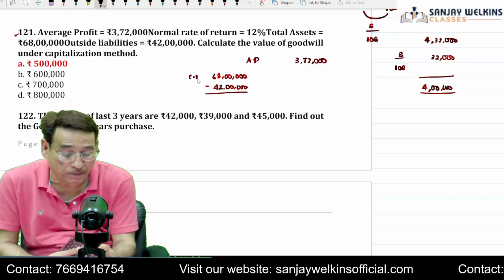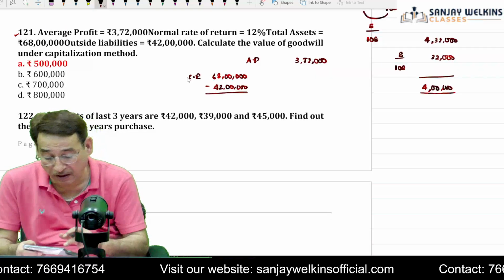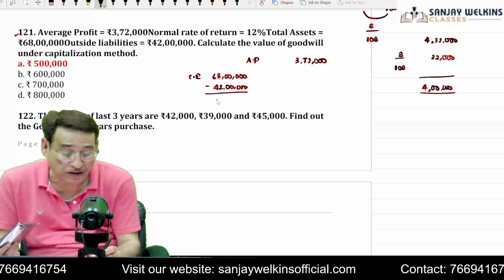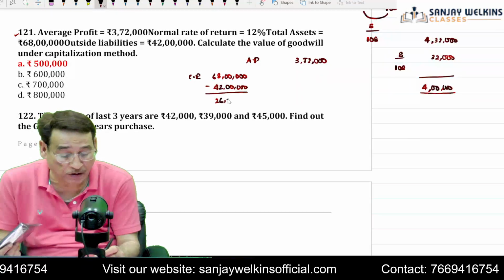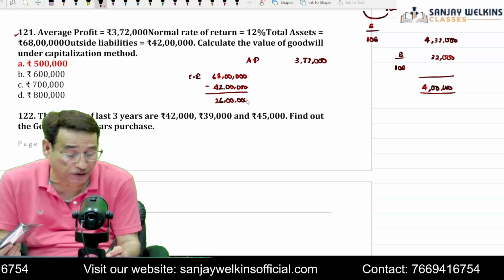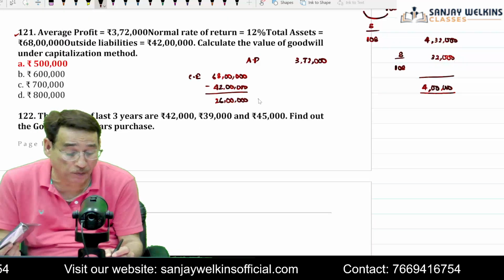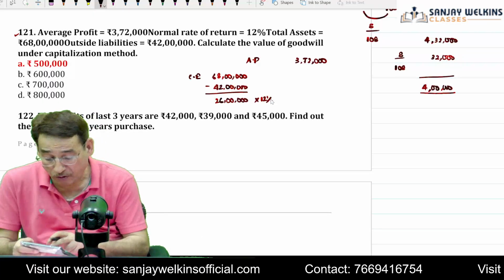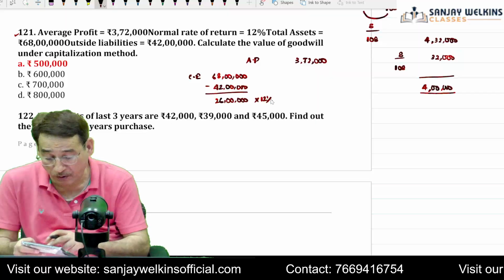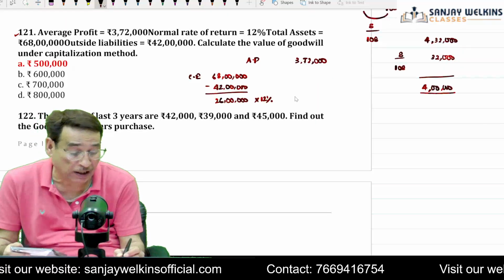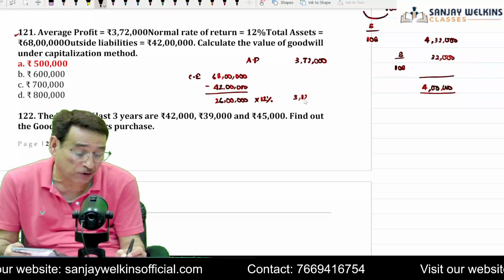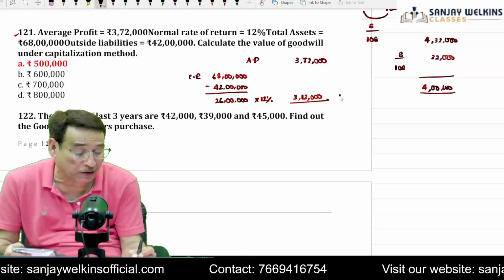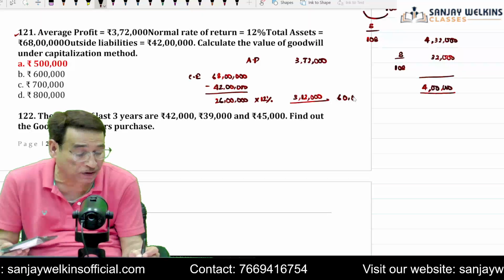Is it clear to you? Or the net assets, you can say. So 68 minus 42 is equal to 26 lakh. So 26 lakh is the capital employed. And now we can find out the normal profit. Normal rate of profit given to us is 12%, so we apply 12% to it. 26 lakh into 12% will be equal to 3,12,000. Now I am going to subtract normal profit from the average profit. We will get super profits, that is equal to 60,000.